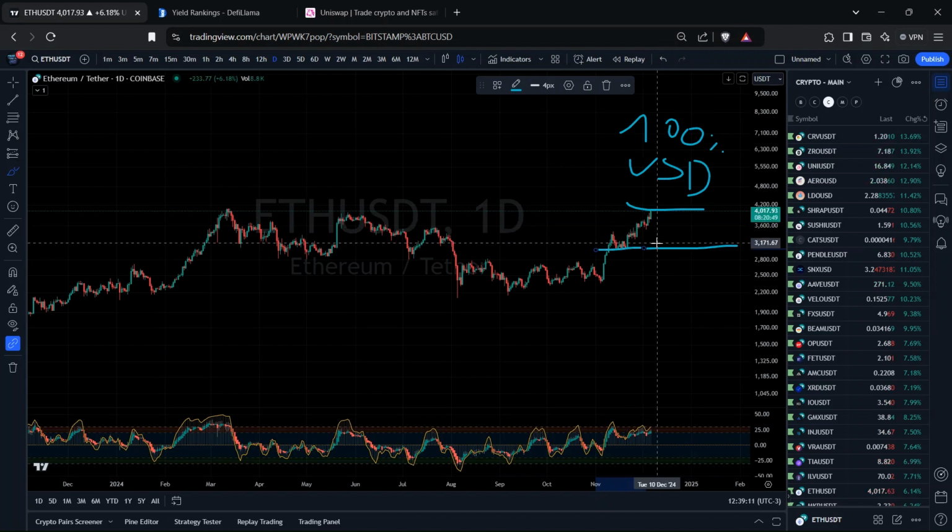But I think that as soon as Ethereum breaches the 4,000 area and consolidates here, we are going much higher. See my latest videos where I show you my targets for Ethereum in 2025.